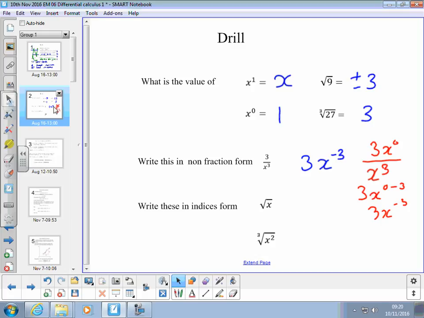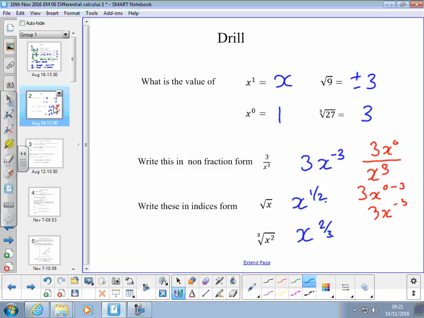How do we write those in indices form? First one, square root of x: x to the power half, point. And the cube root of x squared. No, not quite. Oh, hang on, yes it is, sorry. 2 over 3. Yeah. That one is the square, the number on the outside is the denominator, yeah. Sorry though. Point for that, alright?